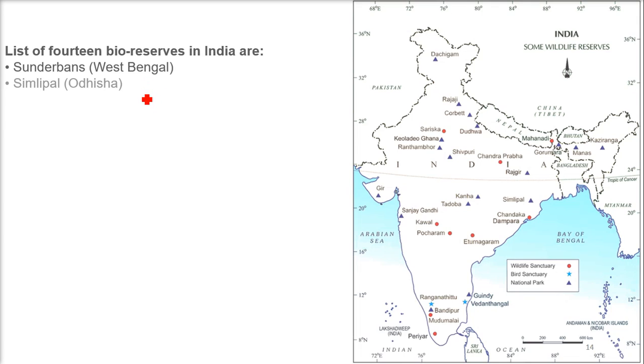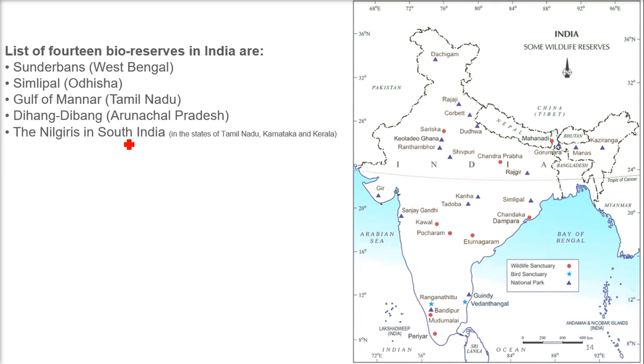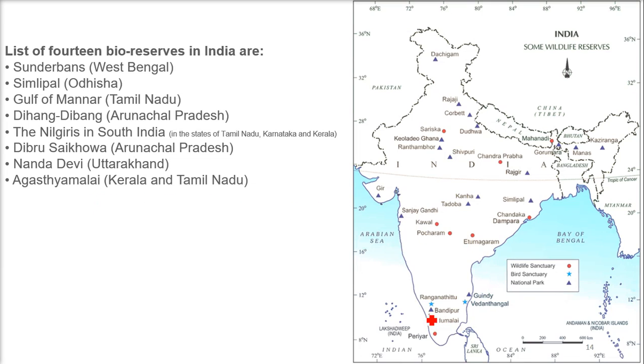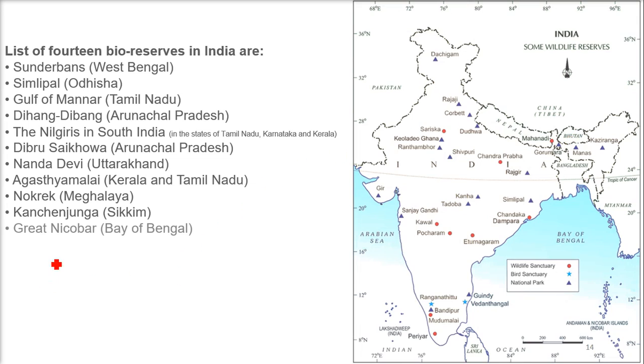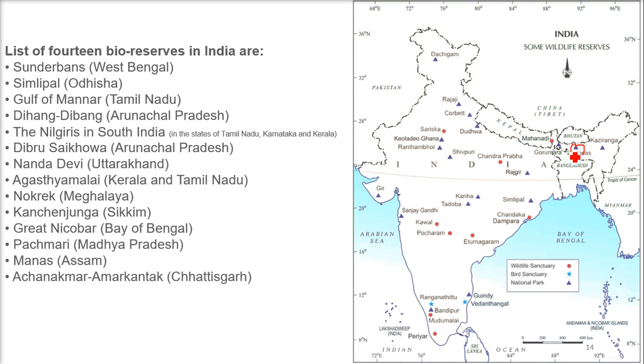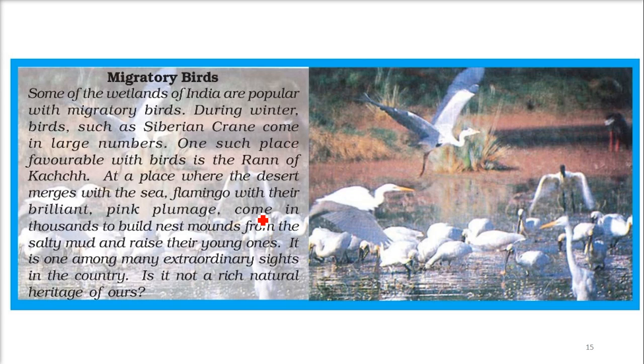So this is the list of 14 biosphere reserves in India. We have Sundarbans, Simlipal, Gulf of Mannar, then Dihang Dibang, Nilgiris in South India, Dibru Saikhowa here, then Nanda Devi here, then Agasthyamalai, Kerala and Tamil Nadu, then Nokrek here, then Kanchenjunga, then Great Nicobar, then Pachmarhi here, then Manas in Assam, you can see also, then this is Simlipal, this is Tashigam, this is Achanakmar, Amarkantak.